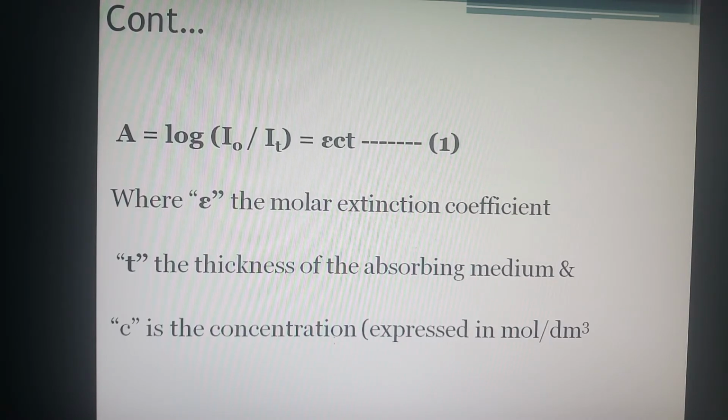See here, the absorption capacity of an analyte is directly related to the concentration as well as the thickness of the medium, and this is Beer-Lambert's law. When the incident light interacts with the sample, part of the light is transmitted, part is reflected, and the reflected light is negligible, and part of the light is absorbed by the medium. Absorbance equals epsilon C t, where epsilon is the molar extinction coefficient, t is the thickness of the medium, and C is the concentration of the medium.